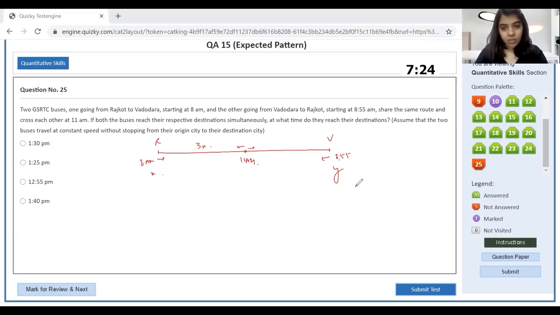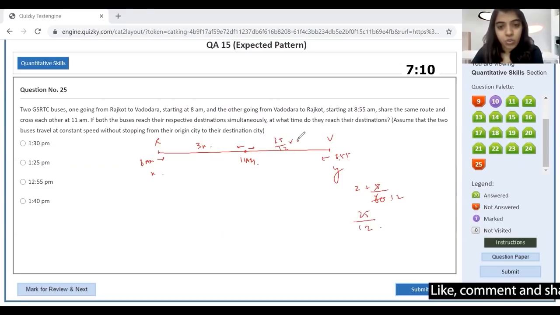This is 2 plus 5 by 60. This is the time that it has traveled from 8:55 to 11, right? 9, 10, 11, 12, 25 by 12. So this is what? 25 by 12 into y.